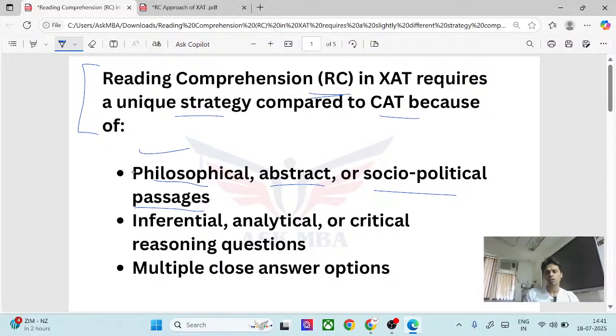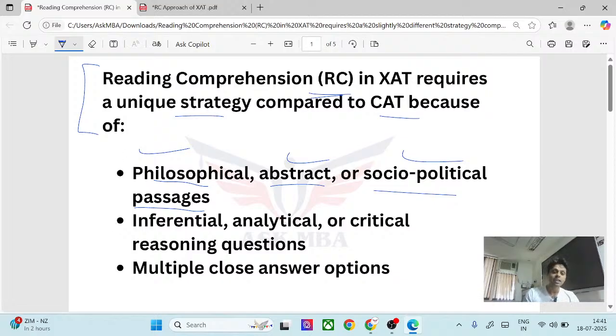Now what do you mean by philosophical? मतलब कोई इंसान किसी चीज की बात कर रहा है, it is a philosophy, it's not practical, it is to think, उस टाइप के passages. Abstract यानी कुछ भी random. और social politics, maybe economics, politics, so those kind of passages.